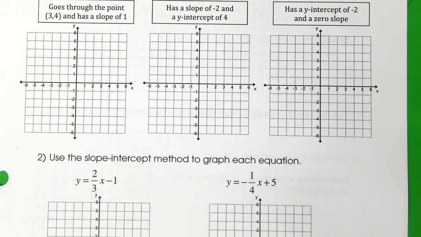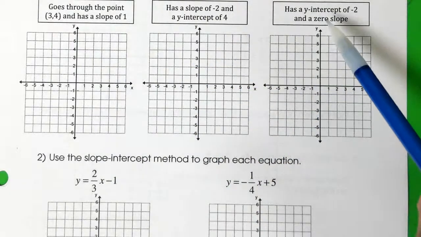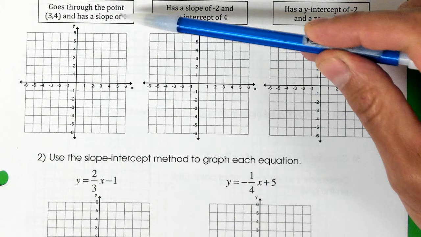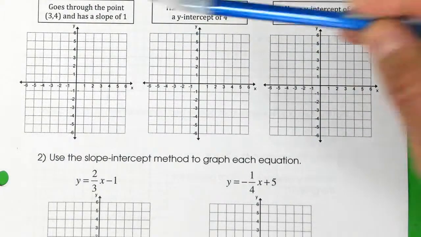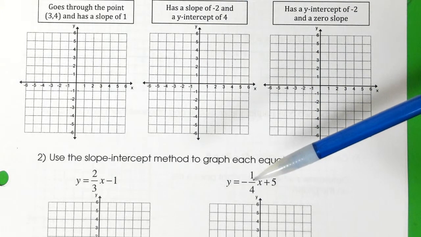So we're going to start off with trying to make some graphs off some verbal descriptions. I'd like the video to be paused right now, and I'd like you all to try to draw a line for each of these three graphs based on the three descriptions that appear above the grids. Go ahead and give it a try.